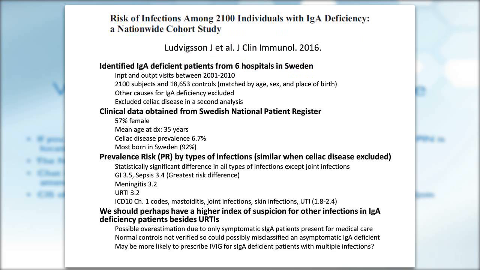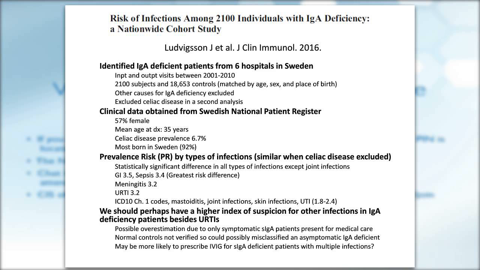Thank you very much. So moving on to our literature review for this particular webinar. I'm going to present three papers. The first paper is Risk of Infections Among 2,100 Individuals with IgA Deficiency, a nationwide cohort study. In this study, they identified IgA-deficient patients from about 6 hospitals in Sweden. It included patients from inpatient and outpatient visits over a 10-year period between 2001 and 2010. Again, it was 2,100 subjects with about 18,000 age, sex, and birthplace matched controls.